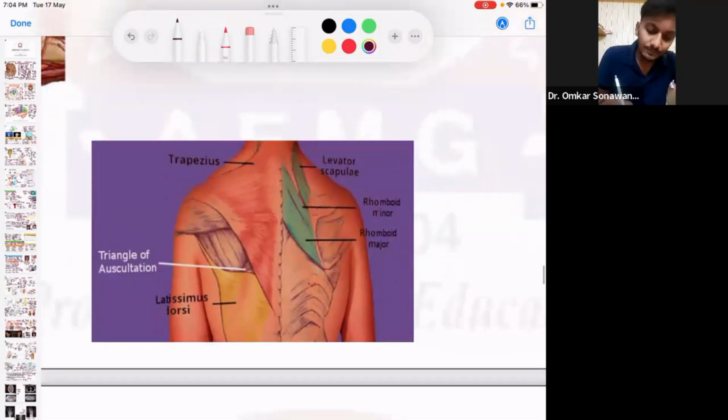This one is what? This one is the triangle of auscultation. So you can keep your stethoscope over here and you can hear the lung sounds much better. This is known as the triangle of auscultation.